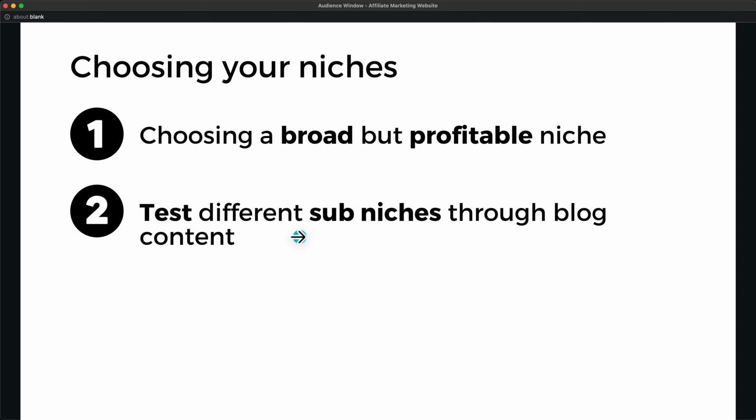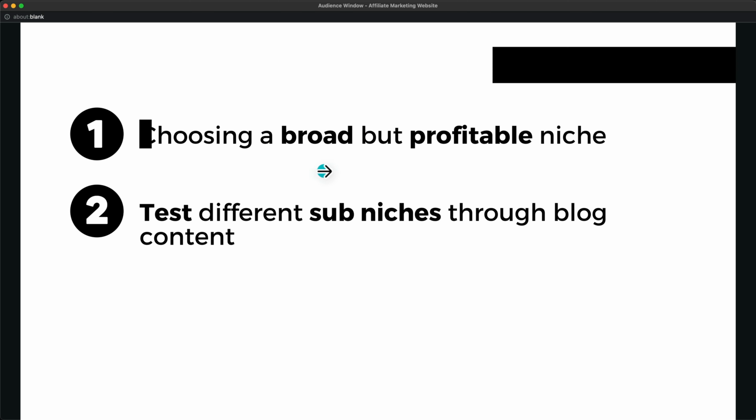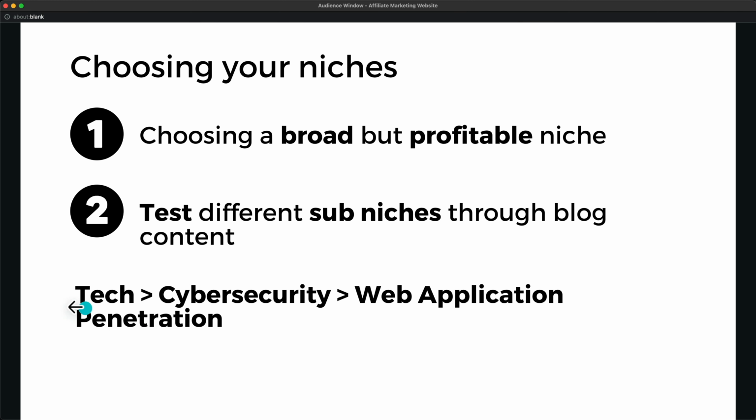And then you want to test different sub niches within your broad niche. An example of this could be that you choose the tech niche. This is going to be an affiliate marketing website about tech. And then you're going to test the cybersecurity sub niche, and you're going to create blog posts about topics in that niche. Or you could even niche down and go with web application penetration testing. And this is just a sub niche of cybersecurity, depending on how the competition is within that niche. If the competition is too high in the parent niche, then you want to niche even further down and build your authority with Google inside of your niche.